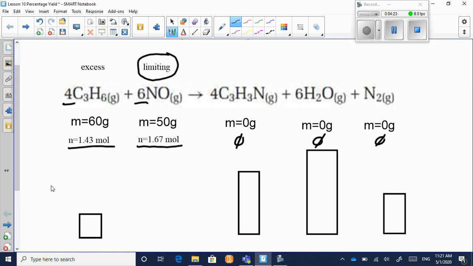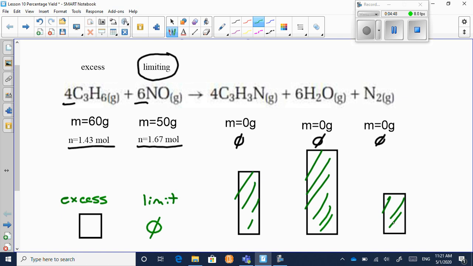So at the very end of this reaction, you still have some mass of this one left. So this is the excess reactant, but you have a little bit of it left. This one is the limiting reactant, so you have 0 of it left, and obviously you will have produced some amount of these products, some amount of these products, and some amount of these products. But this is what would be left in the reaction vessel when you're done. All of one of the reactants is gone because it was limiting.